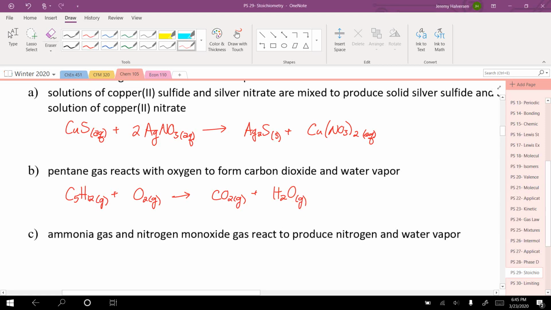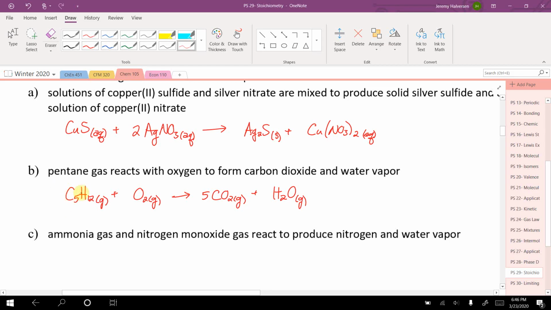Now I have to balance it. I need 5 carbons. I have 5 on the left, so I need 5 on the right, so I'll throw my 5 there. I'm going to leave oxygen to the end because it's by itself, so I can just balance it with however many I need. It's not going to affect any other molecules. Whereas if I left carbon to the end, when I change the amount of carbons, it affects the amount of hydrogens. I don't want to do that.